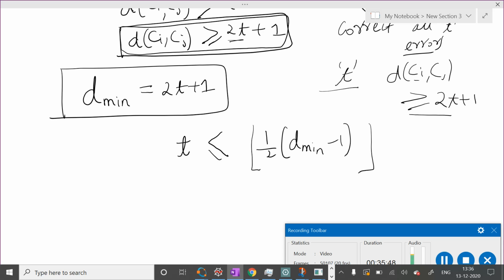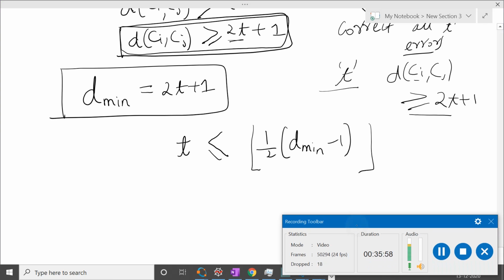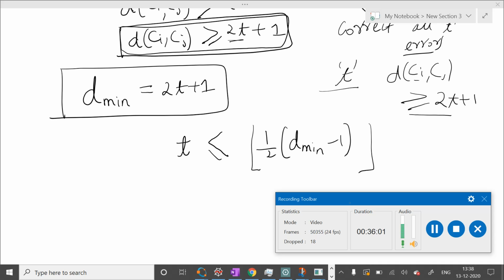So these are some of the properties, and now I will demonstrate the syndrome decoding property. So we will discuss the syndrome rules and also demonstrate with one example in the next lecture.